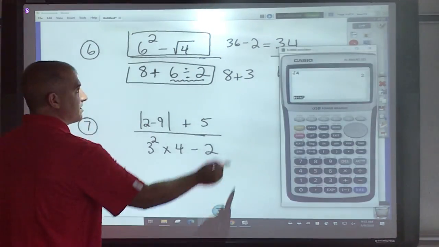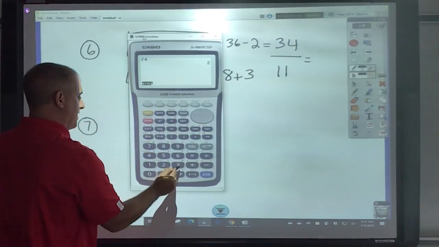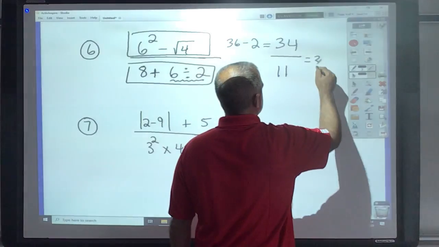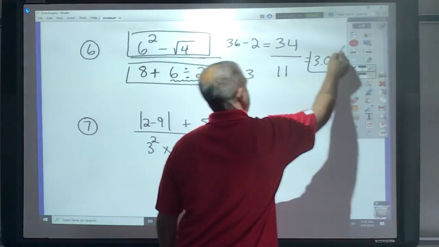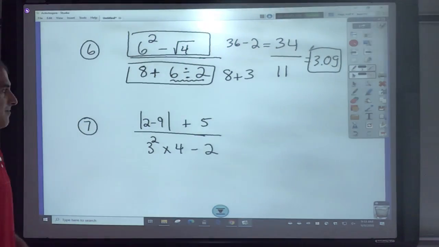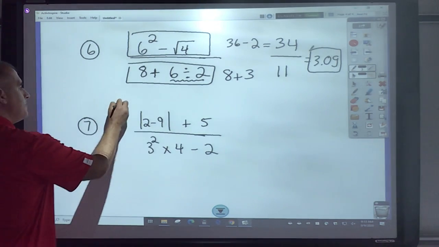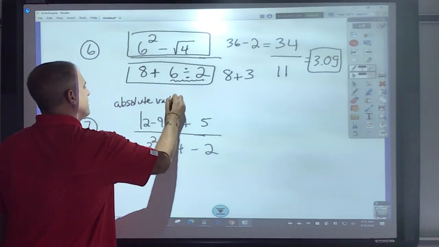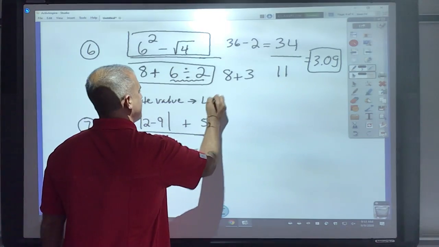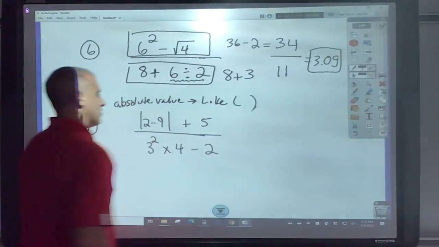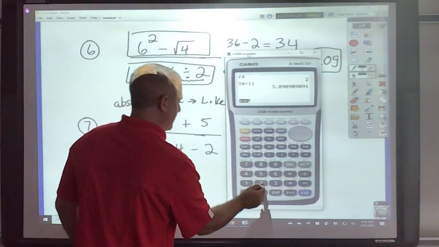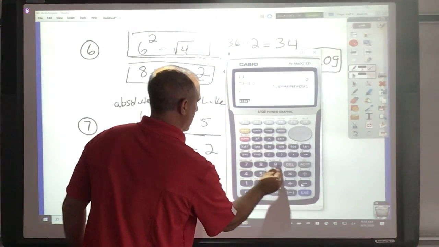And then what I want to do is this fraction here, I just want to divide this, 34 divided by 11. 3.09. Sometimes the answers end up being decimals, okay? All right, this one, I'm going to say, Mr. Evans, what's this mean? This means absolute value, which we're going to treat like a parenthesis, okay? Now, what I would do is inside that parentheses is 2 minus 9, okay?